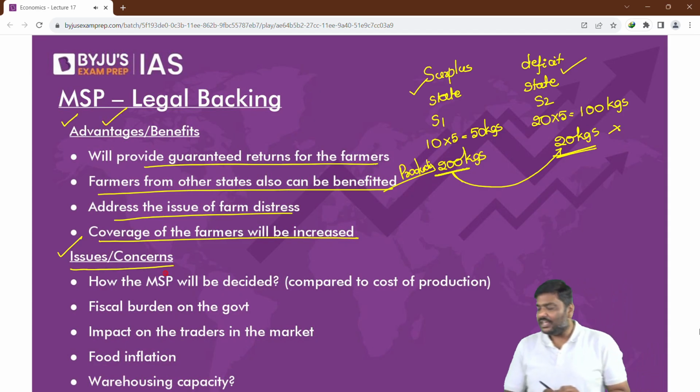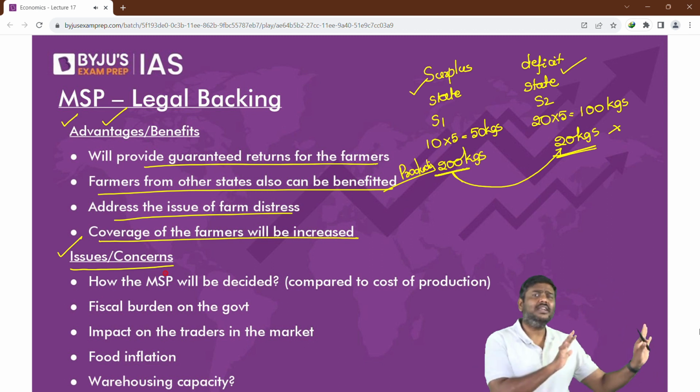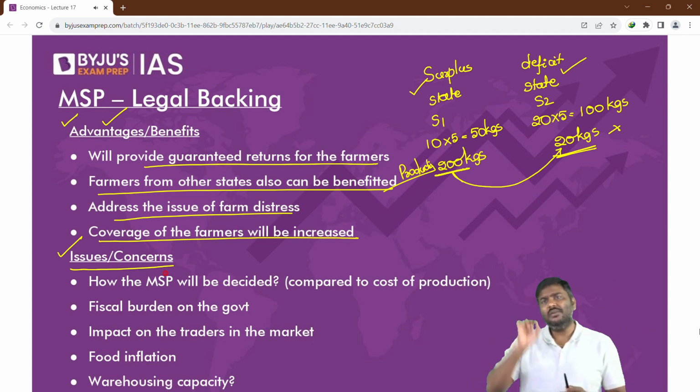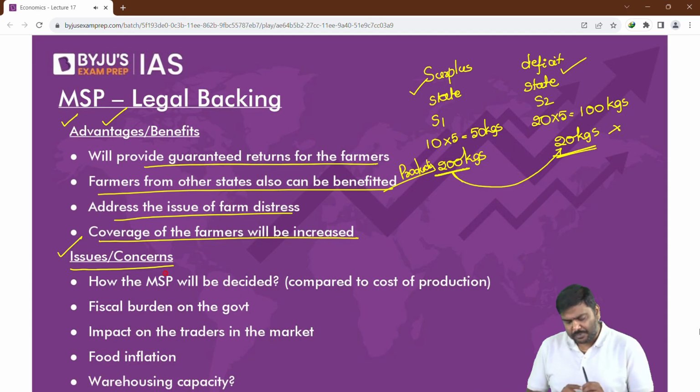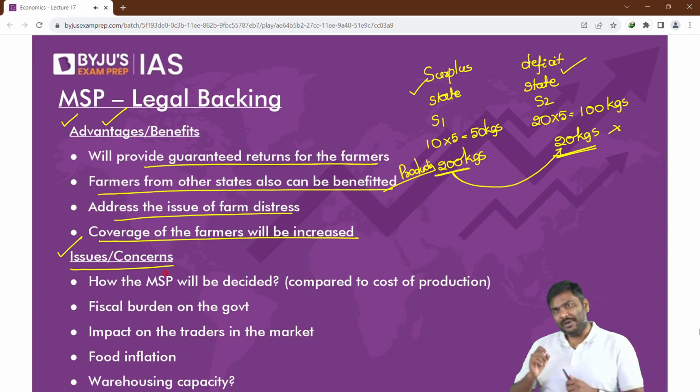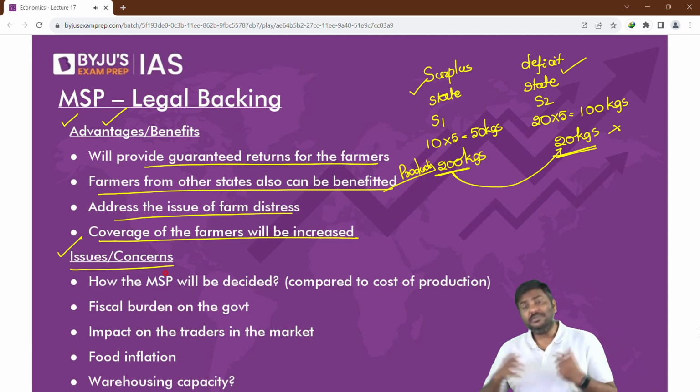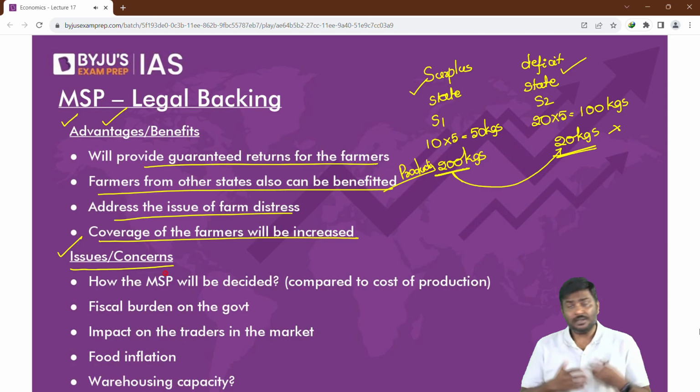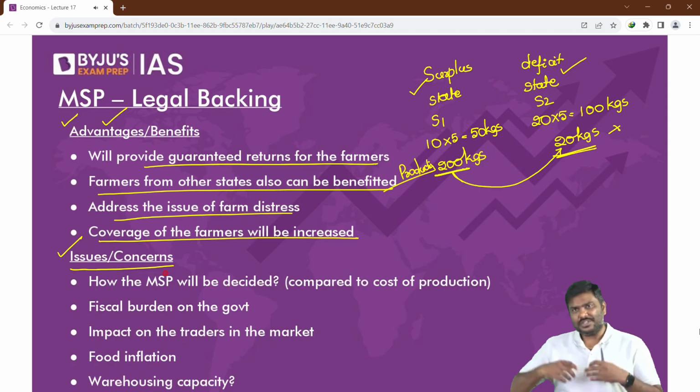These are certain advantages. Having said so, are there any issues? Are there any concerns regarding this? Point number one, if government will start procuring all the crops, what will happen to expenditure burden for the government? What do you think will happen to subsidy burden for the government? Subsidy burden will be very high.